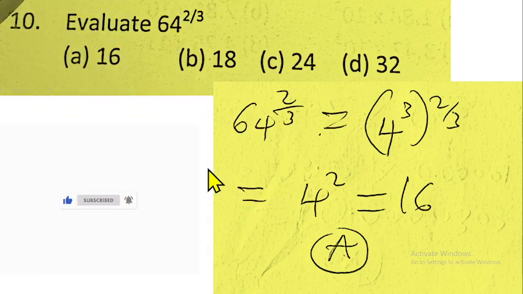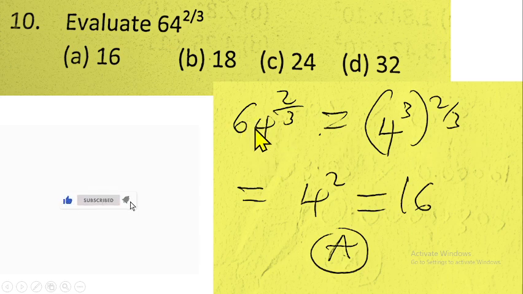Question number 10 now is on indices as well. You have to evaluate 64 raised to power 2 over 3. That means you have to find the cube root of 64 squared. That's what it means. So what is the cube root of 64? That will be 4. Then 4 squared will be 16. That was the answer. But if you don't understand what I just said, you can simplify in this way.